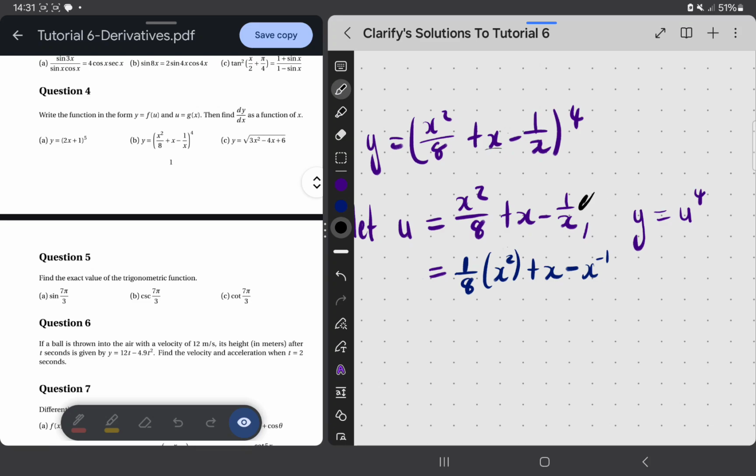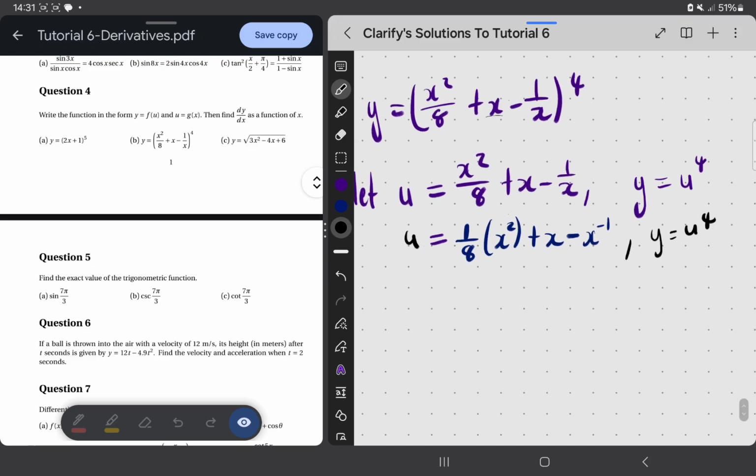That is because if I have 1 over x squared and I want to change it, I just change it to x to the negative 2. You just make the power change sign. Here it was x to the 1, so now it becomes x to the minus 1 on top. And then we still have y being equal to u to the power 4.